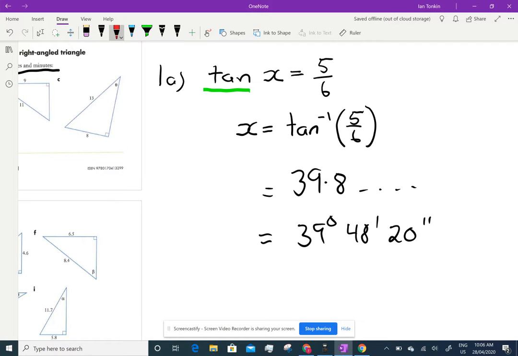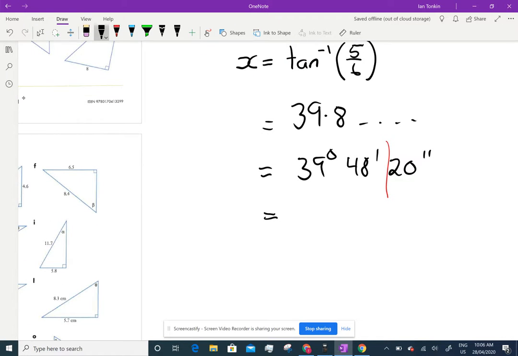They want us to round off to the nearest minute. So this is why this rounding off in the last exercise was important. 39 degrees. Is the number behind there 30 or more? No. Leave it as 48. And again, I'll just double check and we're right.